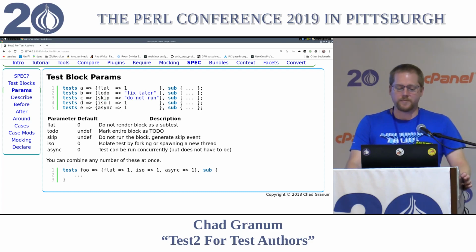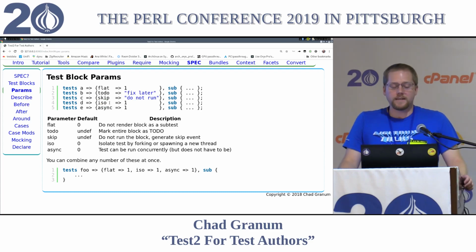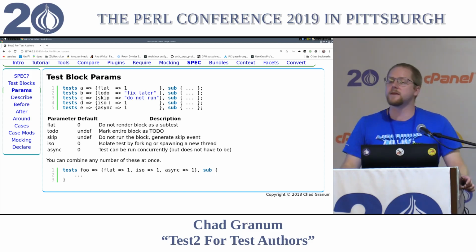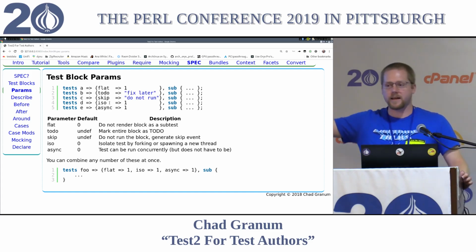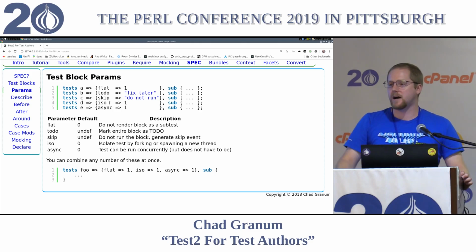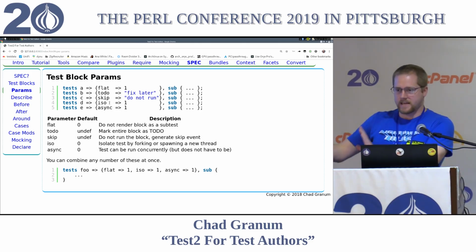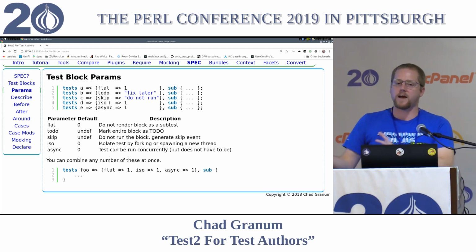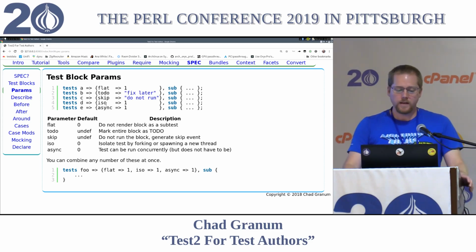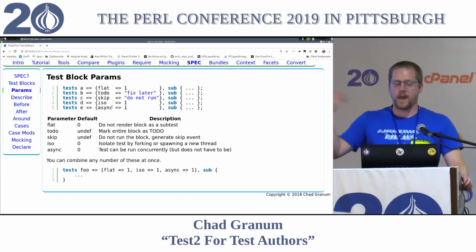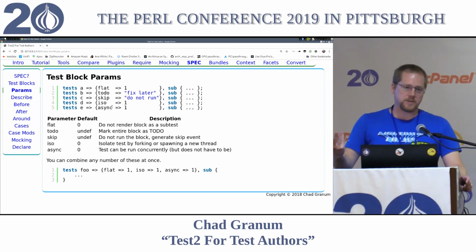There's iso, which means isolate this. What that'll do is it'll cause the test to fork, run everything in the fork, and then return control back to the original with those results. That way, nothing you do in that test block can possibly affect the first test block, unless you share a database handle or something. That way, you are guaranteed that test block will not screw up the environment for any tests that will run later. There's also async, which says you can run this in parallel, you can fork and run this, but you don't have to.